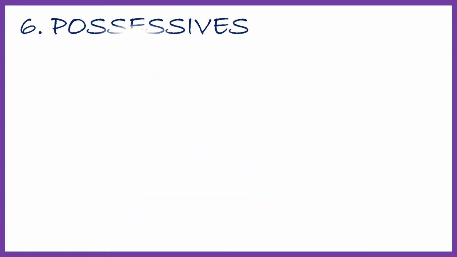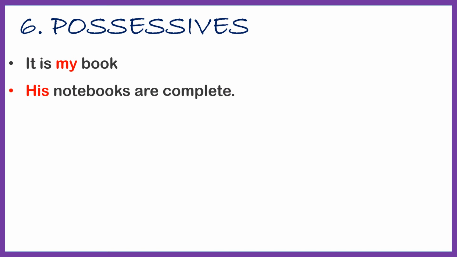We will see a few examples of possessive determiners. It is my book. The words in red are going to be the determiners. Here, my is a determiner followed by book, a noun. One thing about possessive determiners is that they can be used with both countable as well as uncountable nouns. When we say countable nouns, we include singular as well as plural nouns. His notebooks are complete. Notebooks is a plural noun, used with the determiner his.